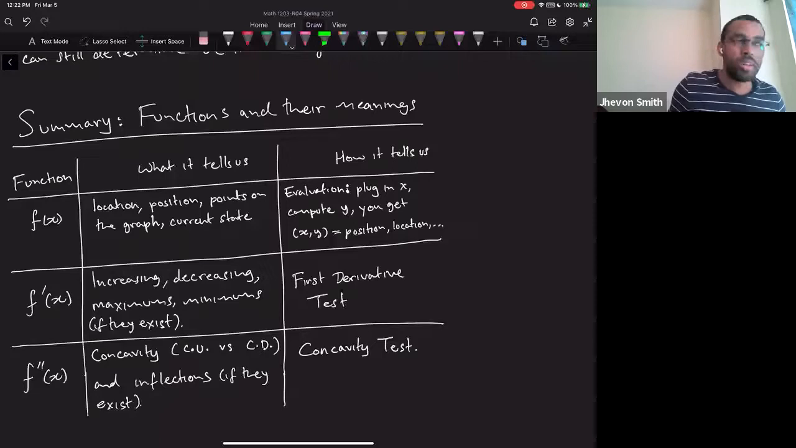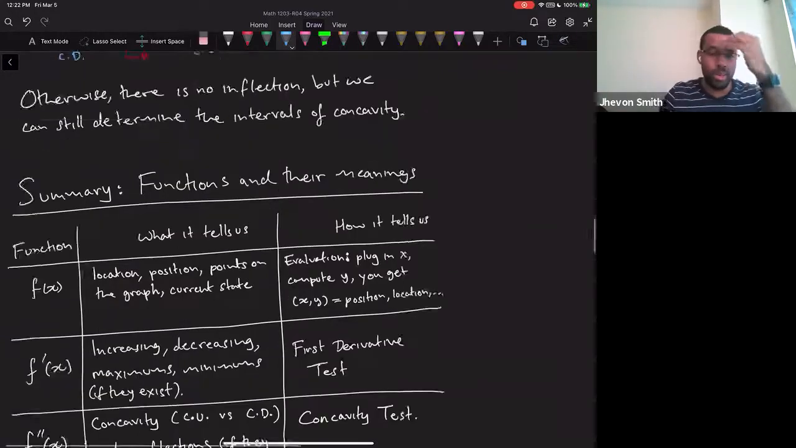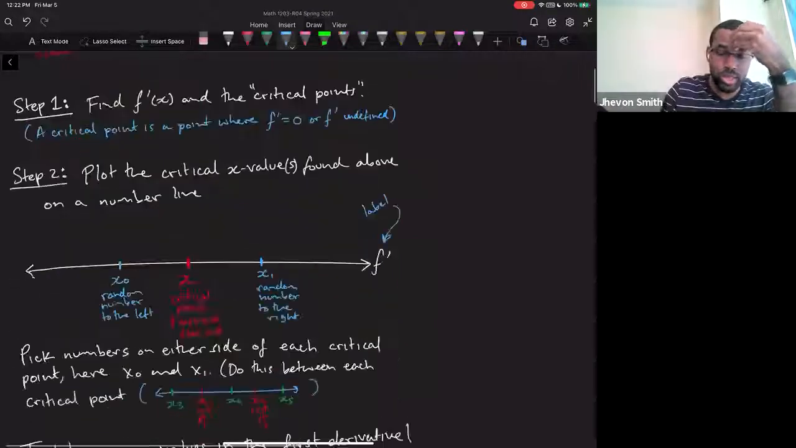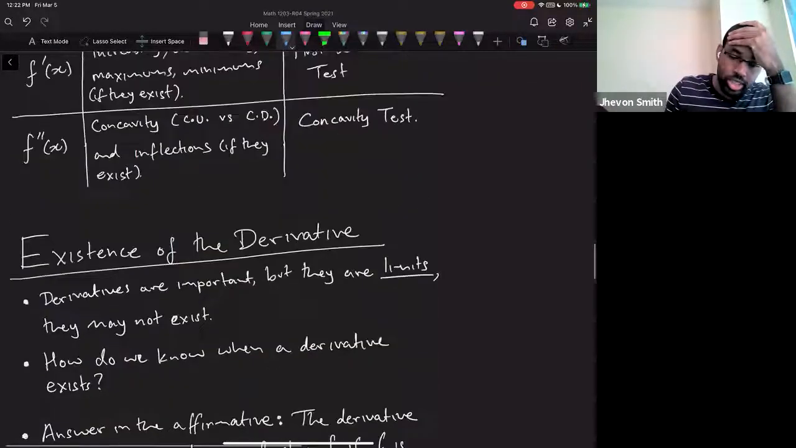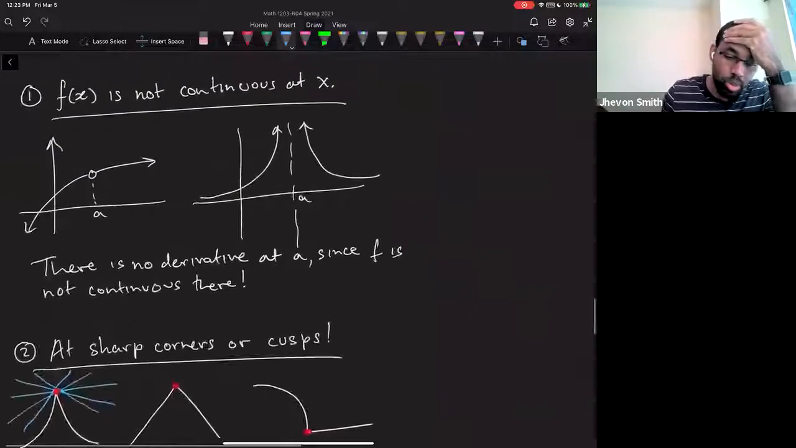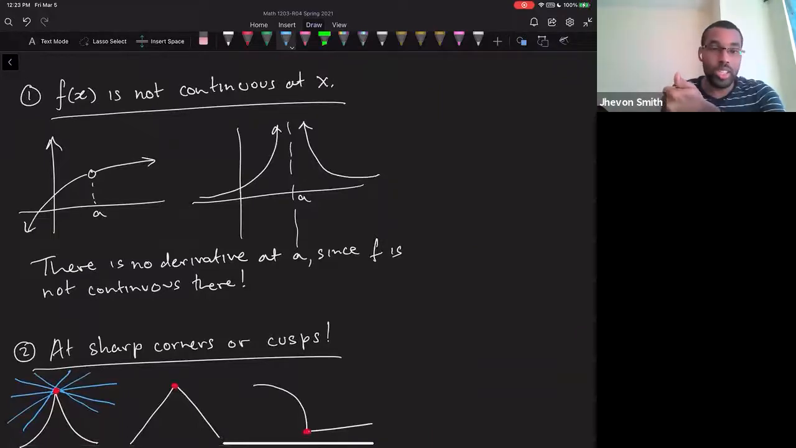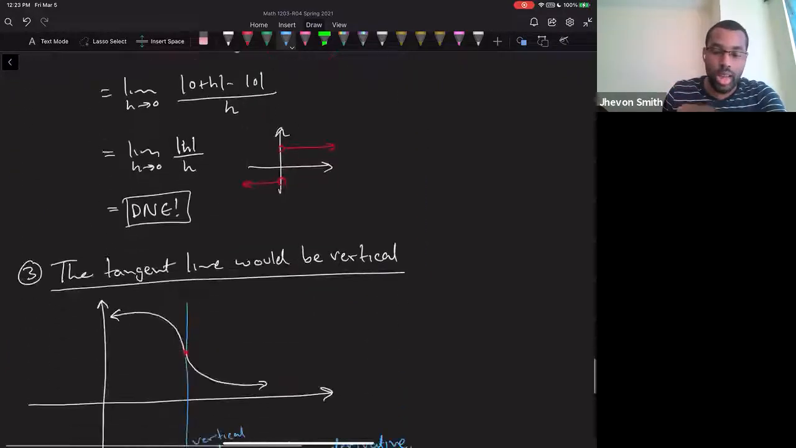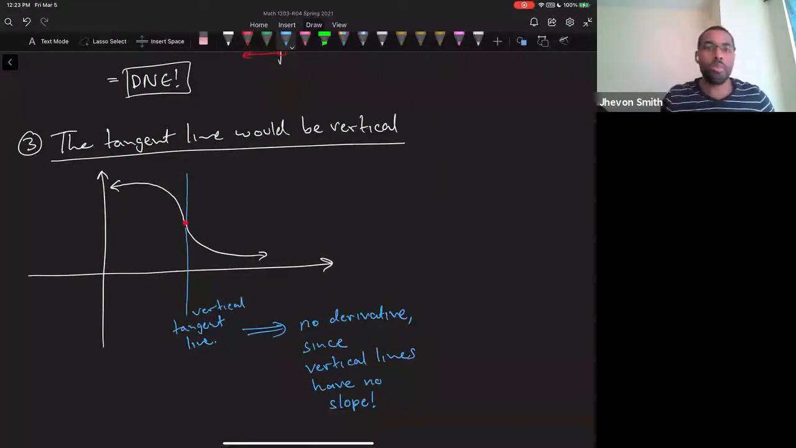Knowing the first derivative test and the concavity test. The second derivative test, once you do the first derivative test, is useless. So this is how the first derivative test works. That's how the concavity test works. That's just a summary of knowing which function does what. And these are when the derivative will not exist: when the function is undefined, at a sharp corner, or if your function does this kind of weird inflection behavior where the best tangent line is a vertical line. So by definition, it has no slope, hence no derivative.